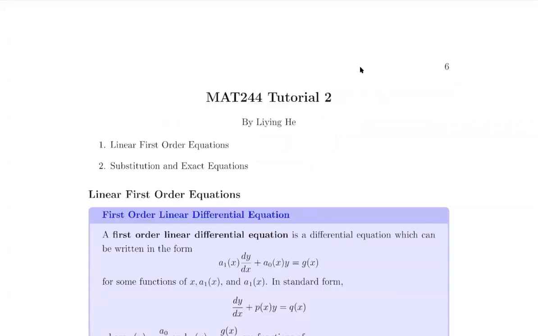Alright. In this tutorial, I'm going to talk about linear first-order equations and then substitution and exact equation.